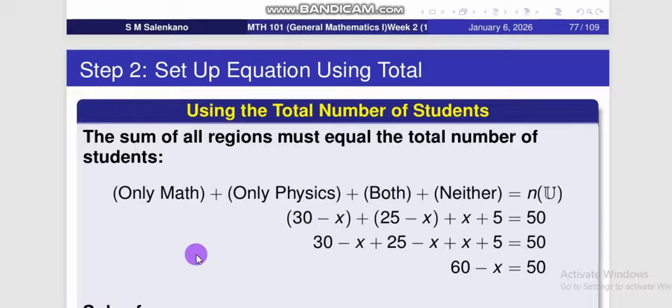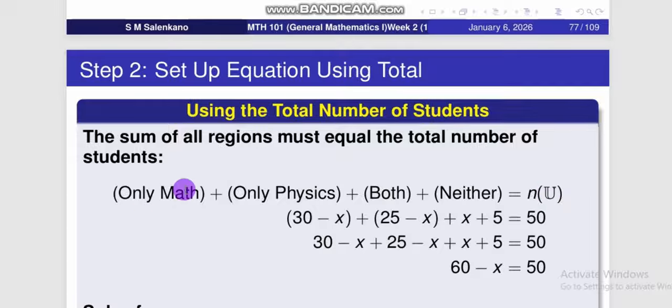Interestingly, we know the universal set, right? The cardinality of the universal set is 50. Okay, so we are going to add everything together. We set up the equation using the total, that is for the universal set. We know the total is 50. The sum of all regions must equal the total number of students. So you have 4 regions. Remember, you have a region for only math, a region for only physics, a region for both math and physics, and for neither. You add all these together and you say it's equal to the cardinality of the universal set.